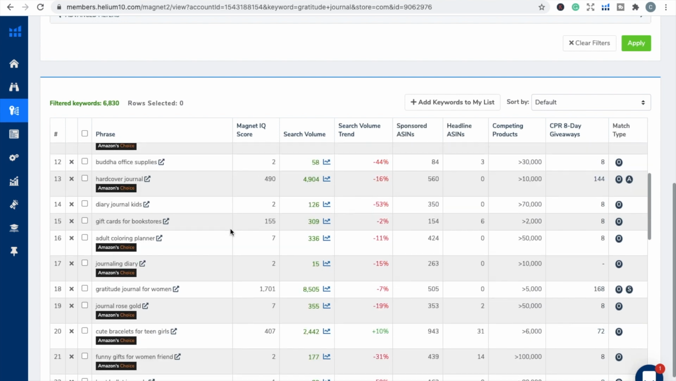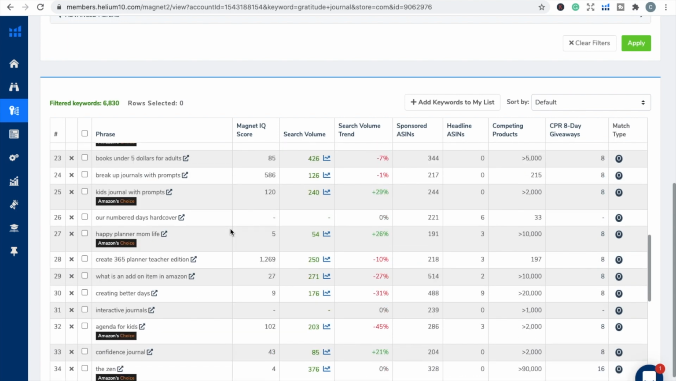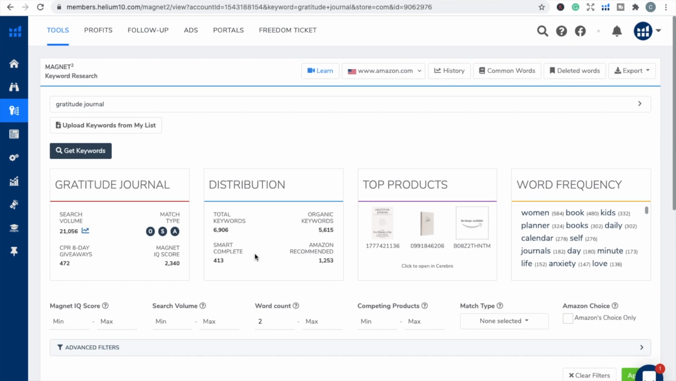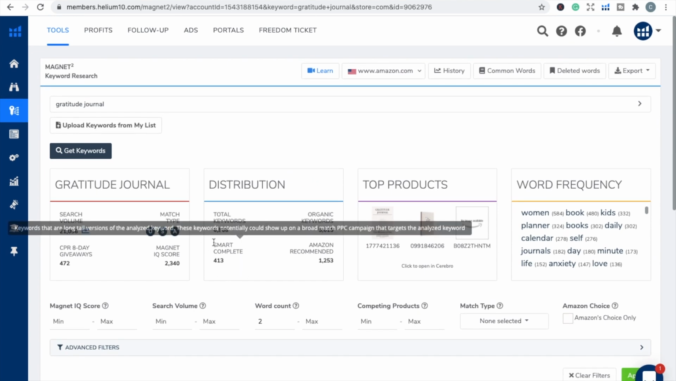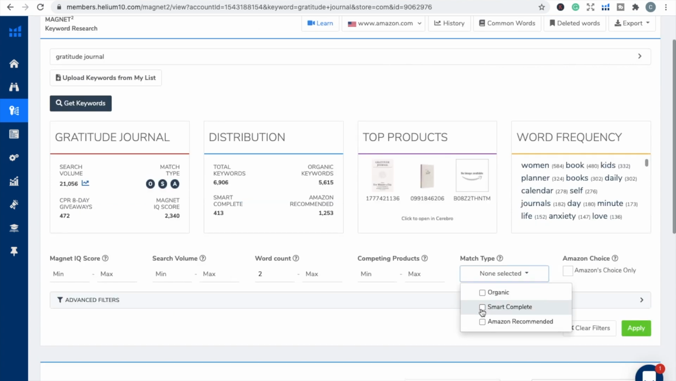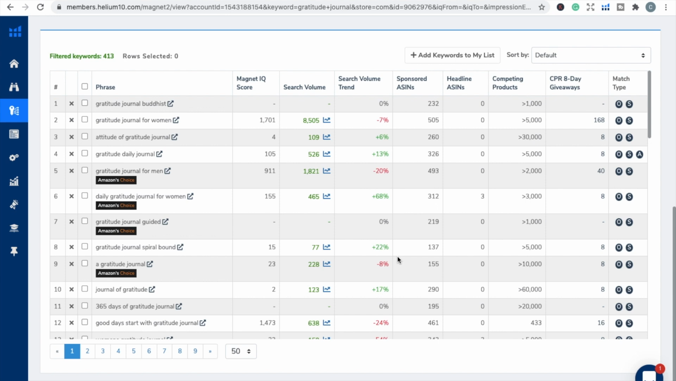But there's a lot of them and they're all over the place, and a lot of them probably have nothing to do with a gratitude journal. Like my messages on Amazon Center, what's that got to do with a gratitude journal? So what you can do here is take a look at this little part here called Smart Complete. So it's saying there are 413 Smart Complete keywords. So what we do is we select Smart Complete down here and apply that filter. And what we have now is a list of keywords using our main keyword. So they're highly relevant, highly targeted to gratitude journal because that's the niche we're searching for.